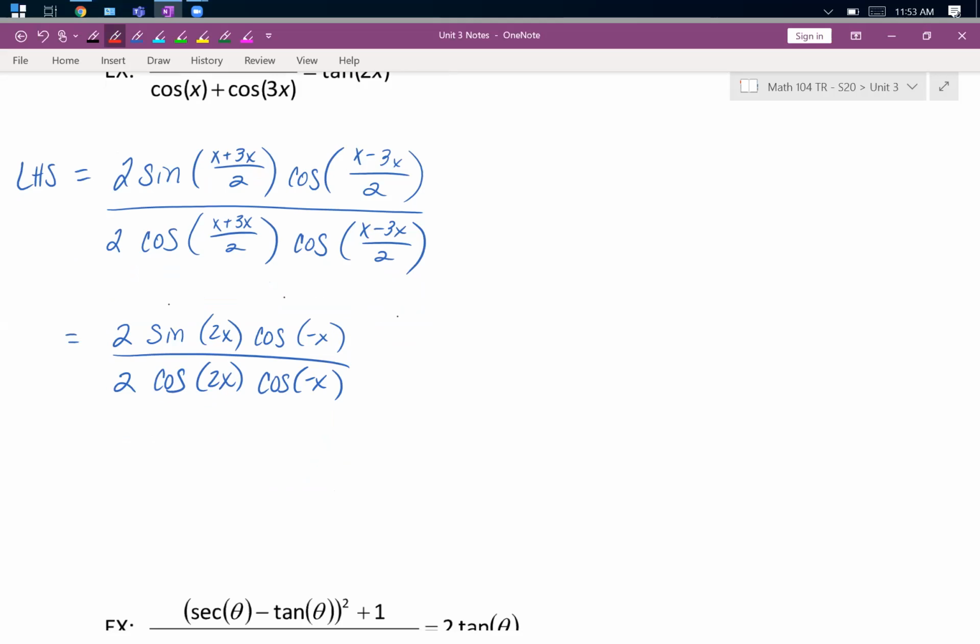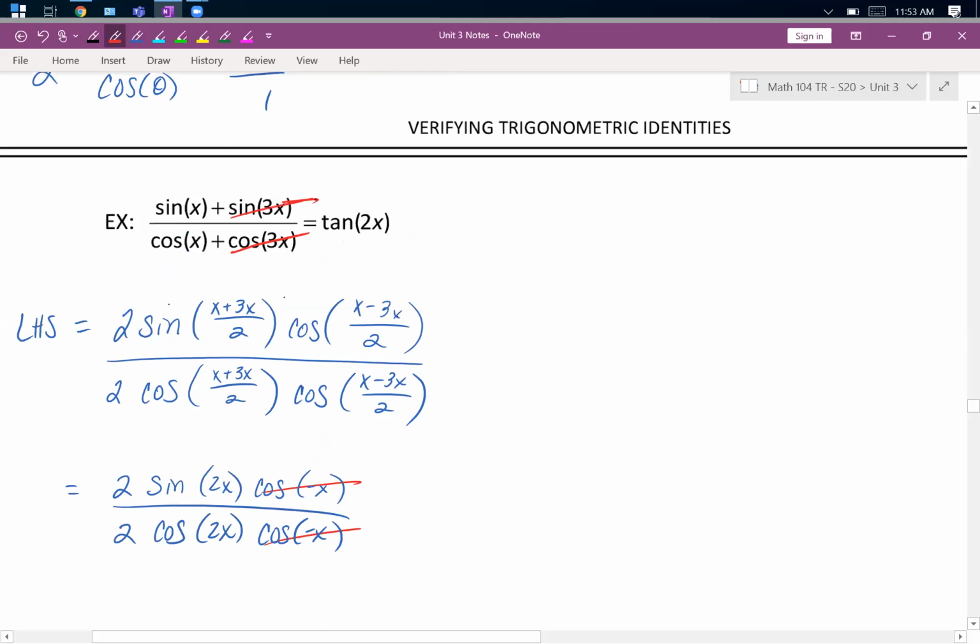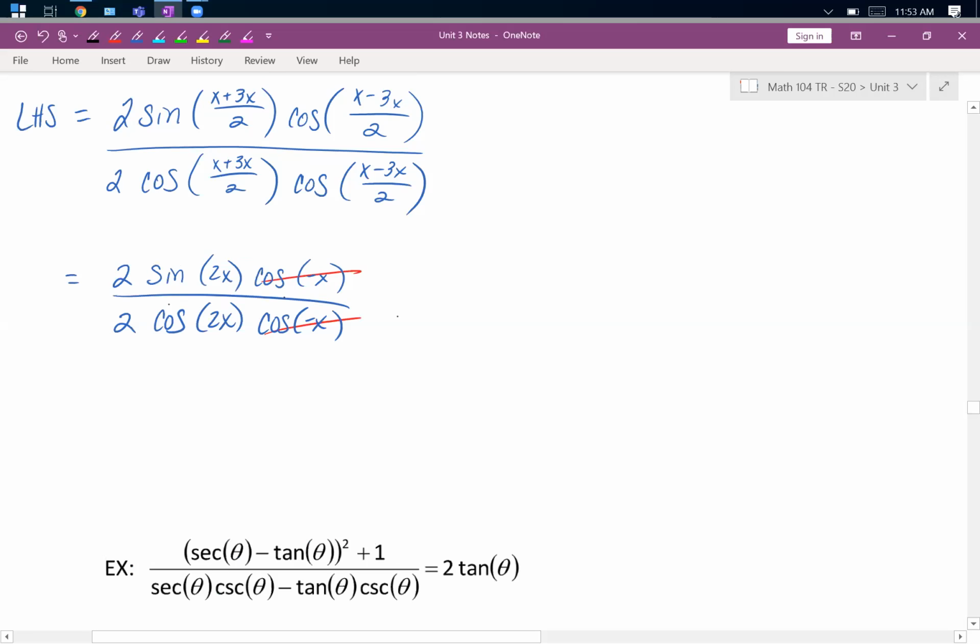Can you get rid of cosine of negative x? All right, why can we do that here, but we weren't able to do it here? What's the difference? Multiplied. Right, now we're in factored form, so we can cancel things. We couldn't do that from the beginning because we were not in factored form. So we can cancel out the cosine of negative x's. Anything else? Could you also cancel out the 2's? You got it. Canceling out the 2's, we're left with just sine of 2x over cosine of 2x, and there's our tangent of 2x.